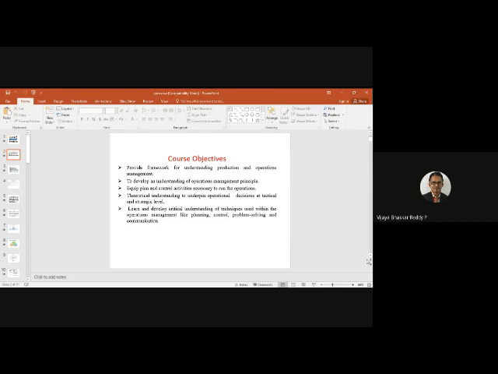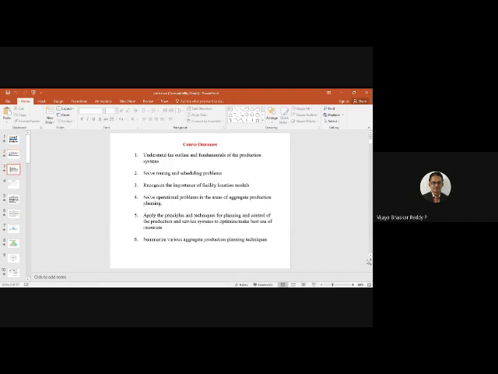To develop an understanding of operations management principles, and equip you to plan and control the activities necessary to run the operations. Theoretical understanding to underpin operational decisions at the tactical and strategic level. Learn and develop a critical understanding of techniques used within operations, like planning, controlling, problem solving, and communication. So these are the course objectives.